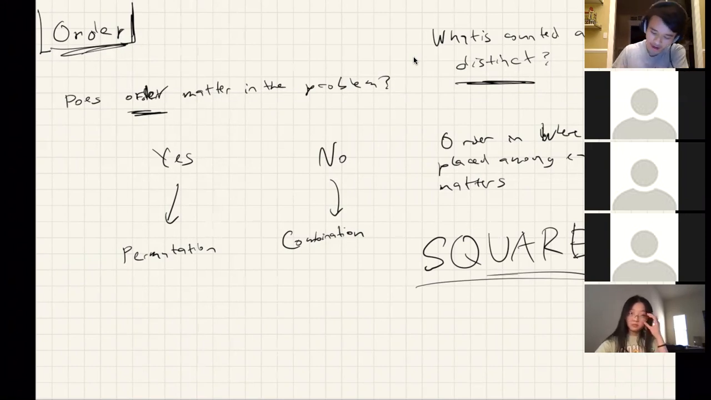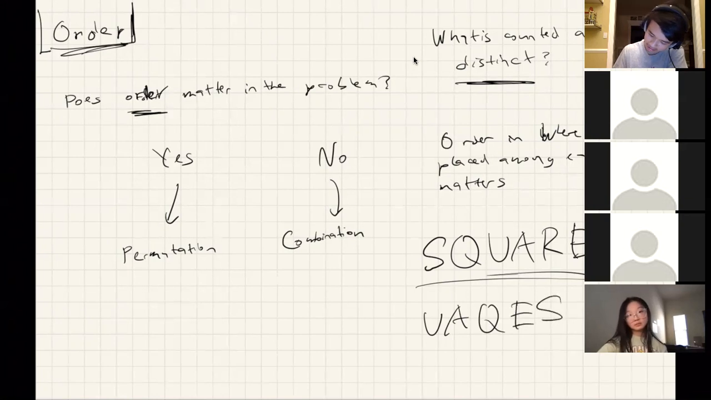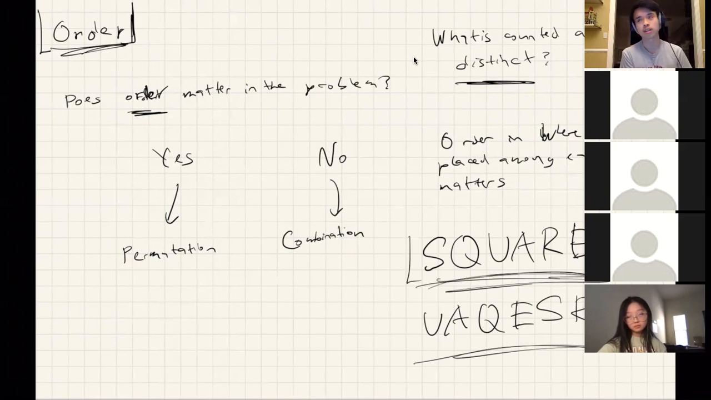Otherwise, if you get the order wrong and you write something like UAQESR, then you just end up with a bunch of gibberish, right? Because the order in which you place the letters is very important in the meaning of whatever you're writing. So when you're formulating a word, this is an example of something where the order in which you place the letters matters.